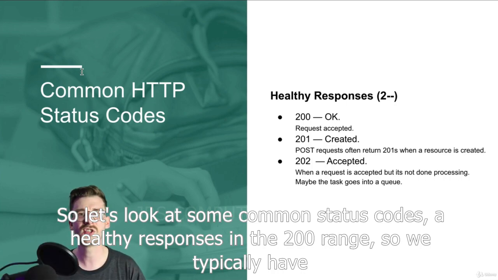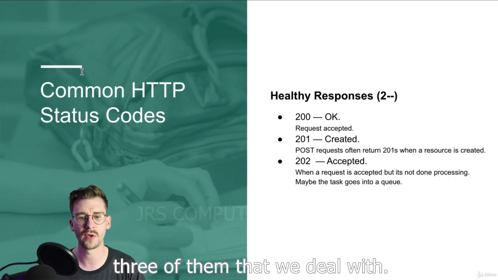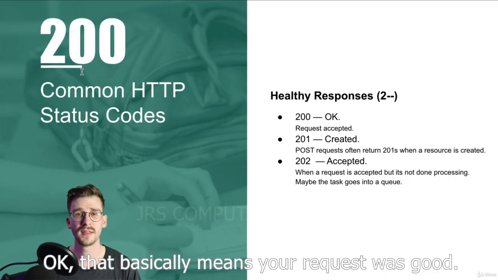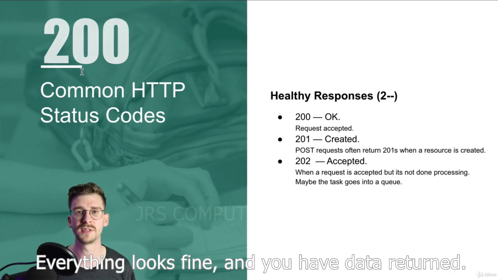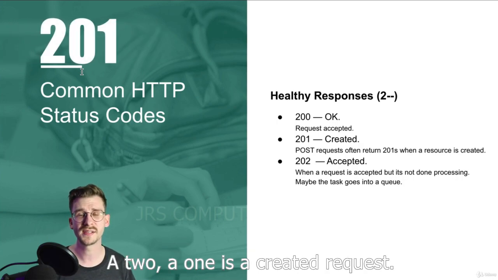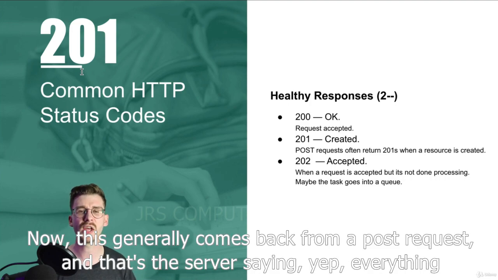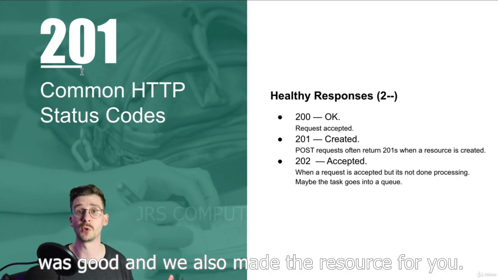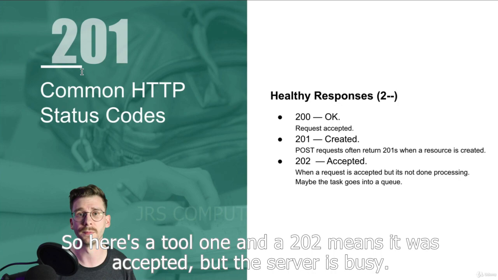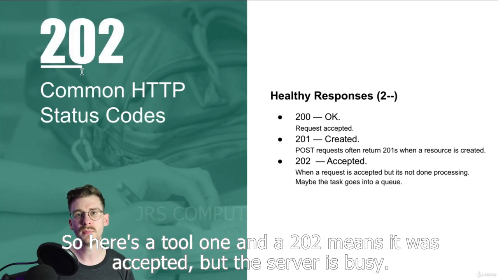A healthy response is in the 200 range. So we typically have 3 of them that we deal with. We have a 200, okay, that basically means your request was good, everything looks fine, and you have data returned. A 201 is a created request. Now this generally comes back from a post request, and that's the server saying, yep, everything was good, and we also made the resource for you. So here's a 201.